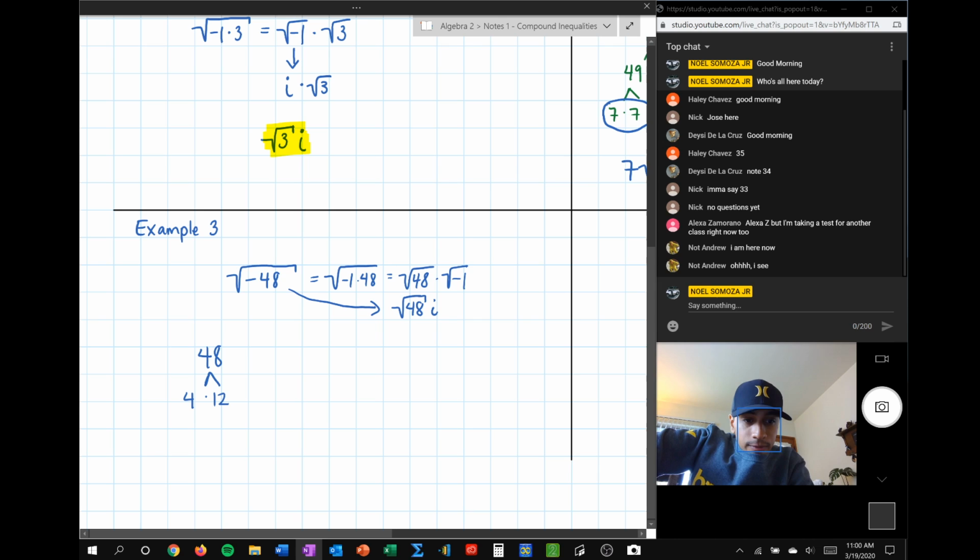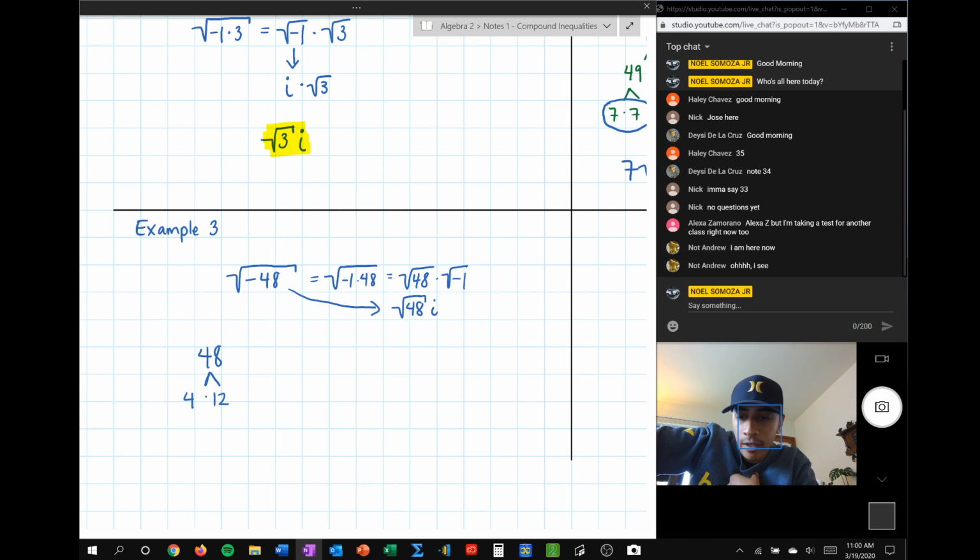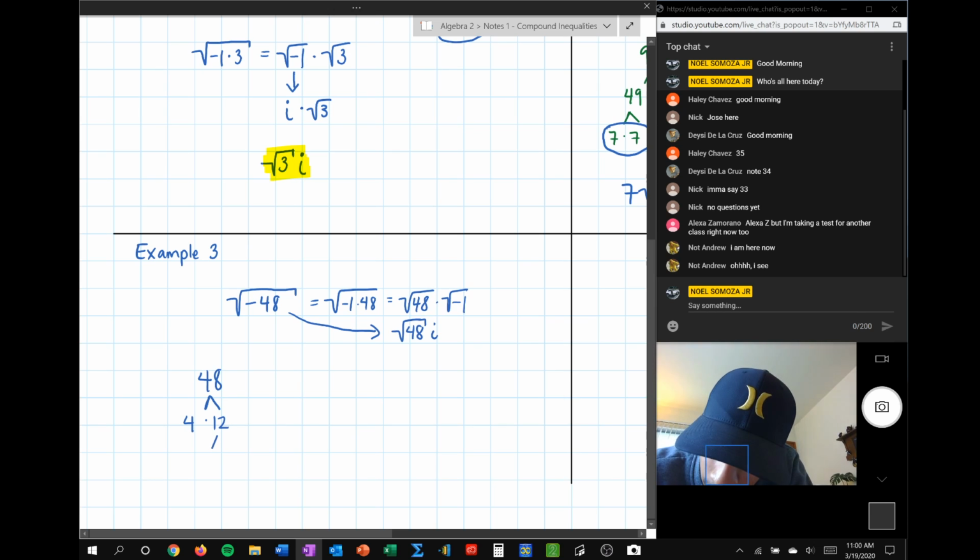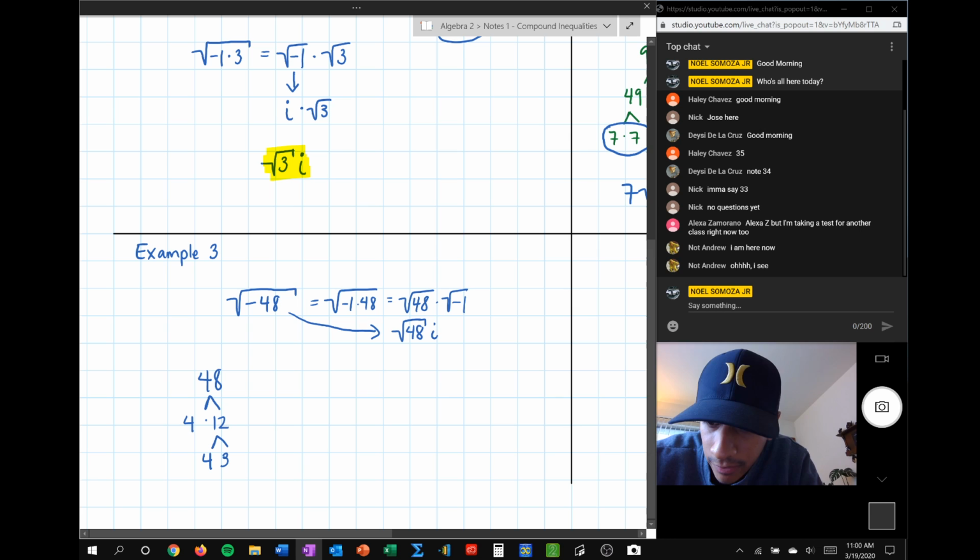Now, for 12, not fully factored, okay? I don't want to factor the 4 down because I know that 12, I can factor it using something that has a 4, right? So I can factor this as 4 times 3, okay? Because I've already broken down the 12 and the 48, I'm going to cross those out because I just want to see what numbers are still left, okay?